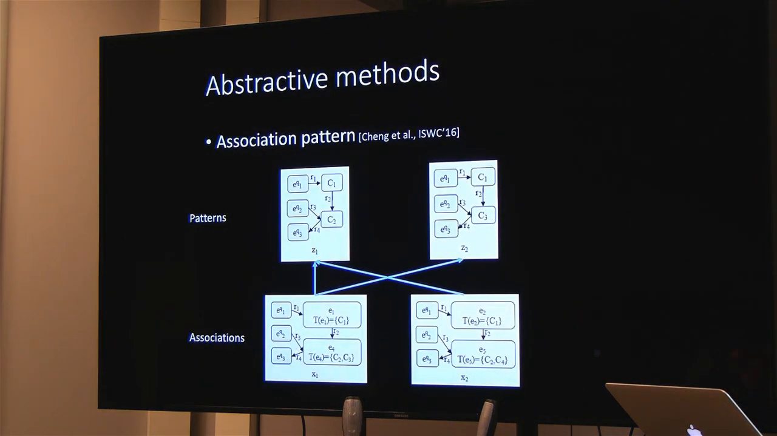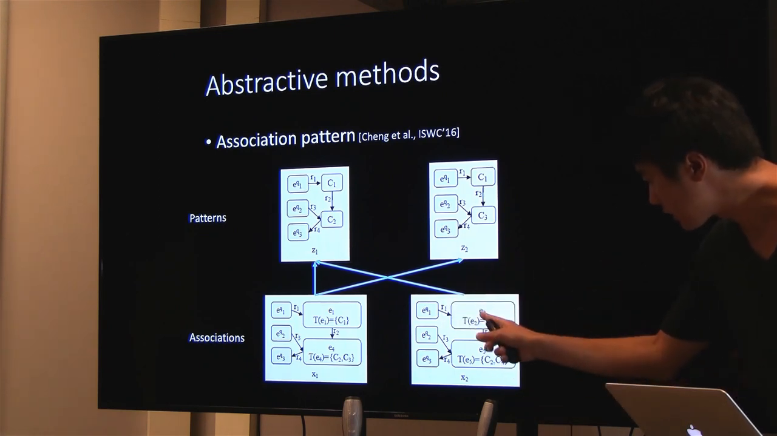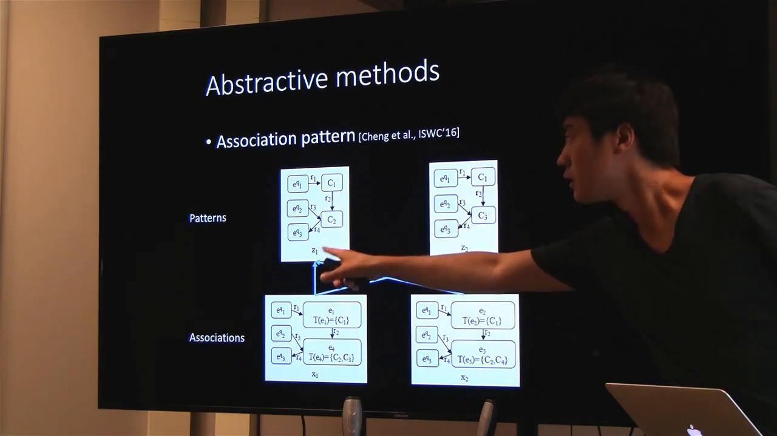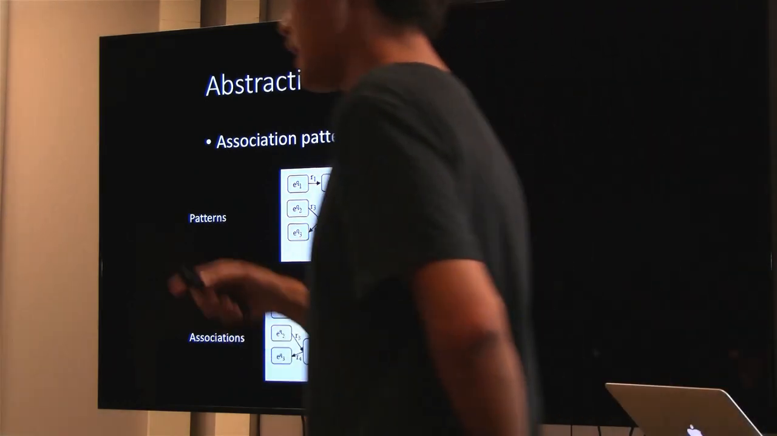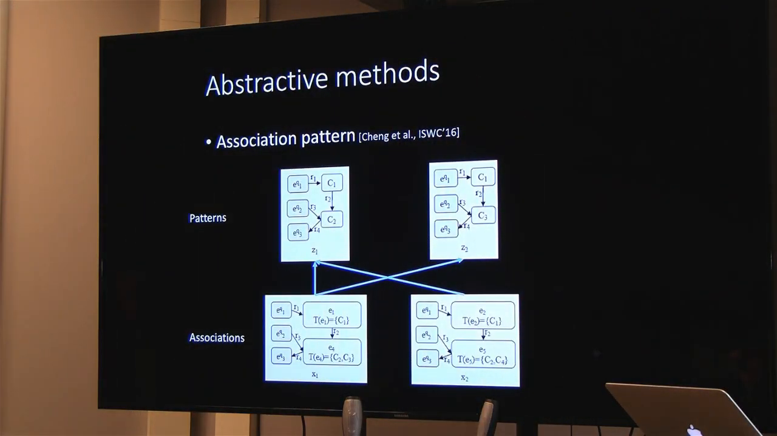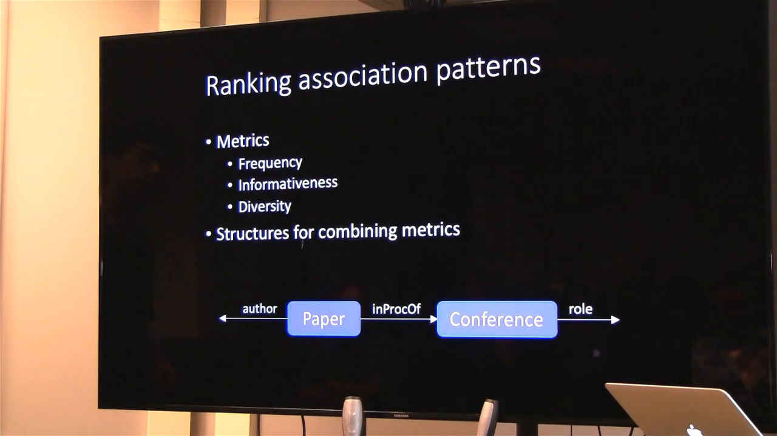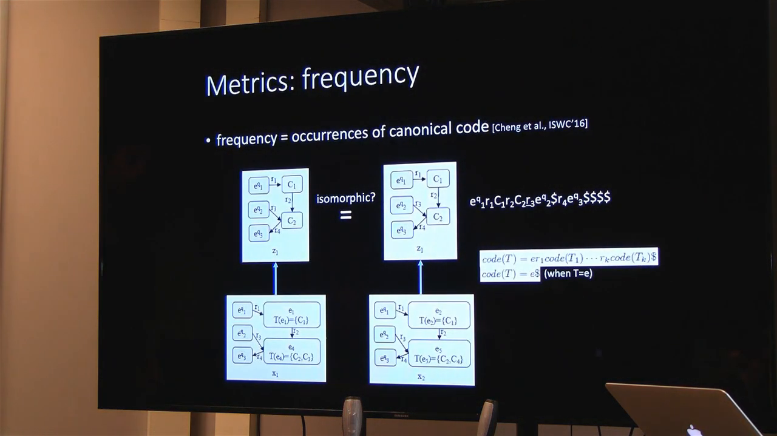Okay, so let's go back to here. For graphs, the idea is similar. We can replace entities with their classes to get a graph pattern, as a high-level abstraction of associations between multiple entities. Again, we may have a lot of patterns, so we also need to rank patterns. I guess that's not quite interesting, so I'll just skip.